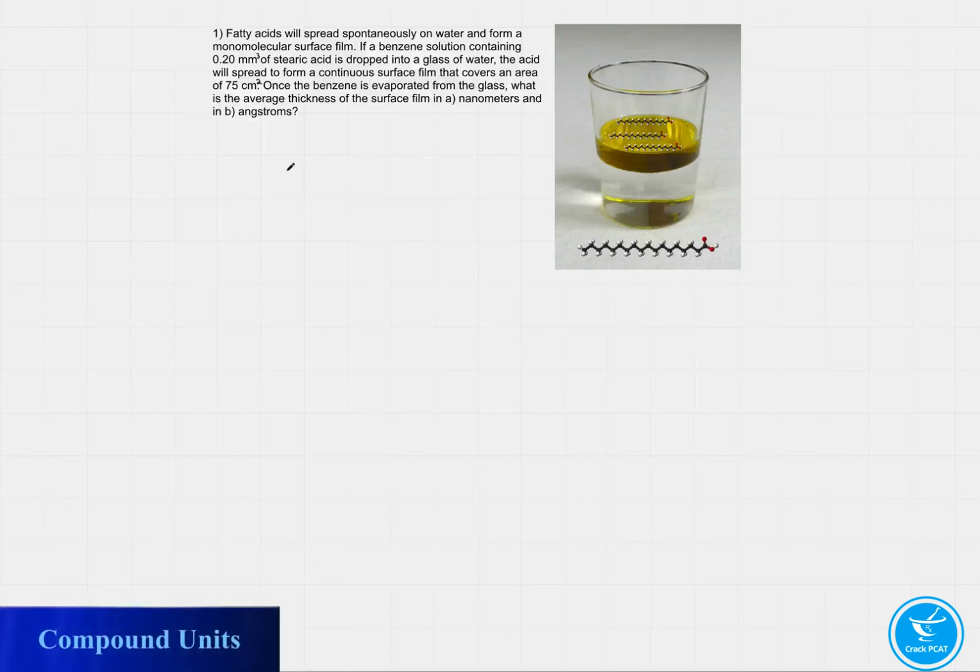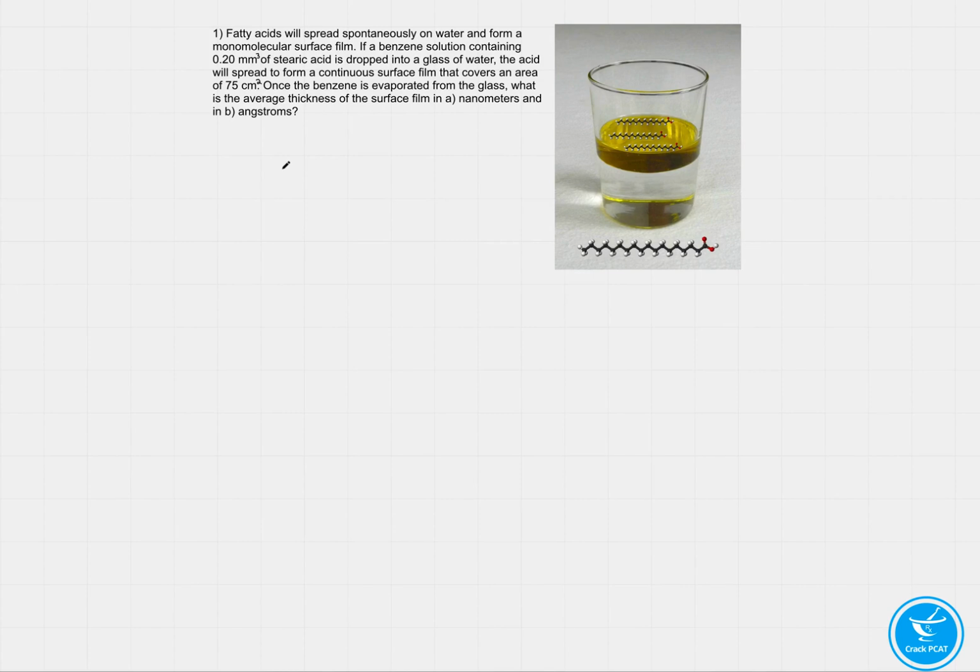These are problems with compound units. Number 1. Fatty acids will spread spontaneously on water and form a monomolecular surface film. If a benzene solution containing 0.20 cubic millimeters of stearic acid is dropped into a glass of water, the acid will spread to form a continuous surface film that covers an area of 75 squared centimeters.